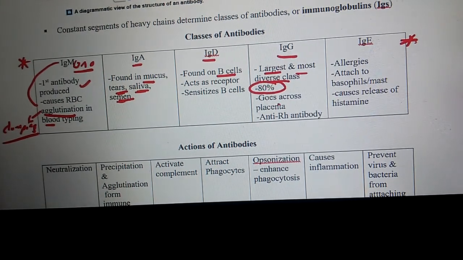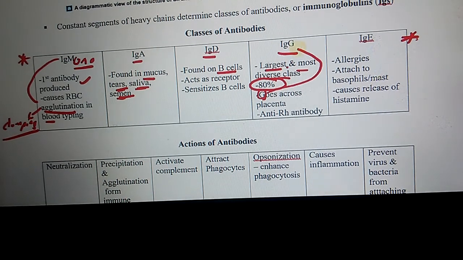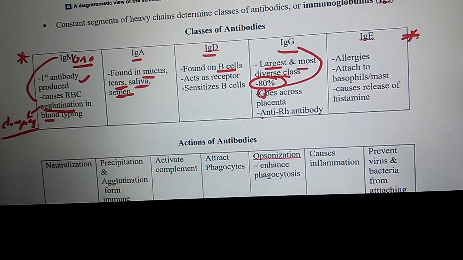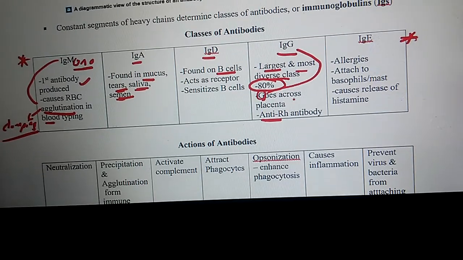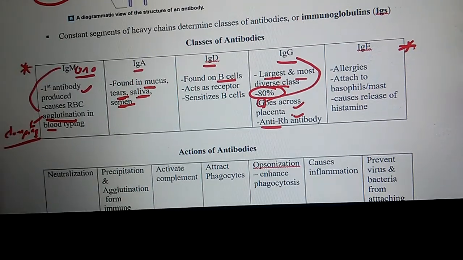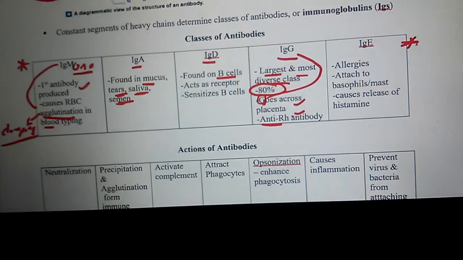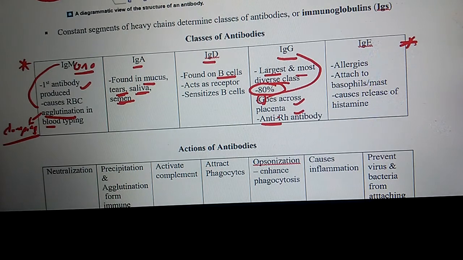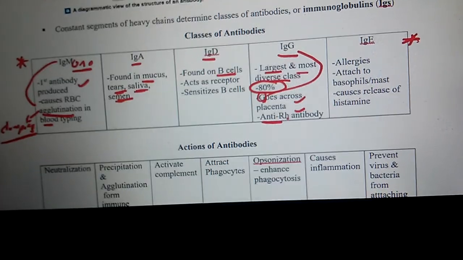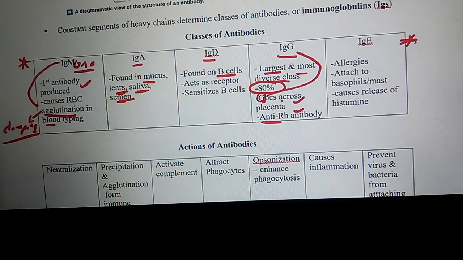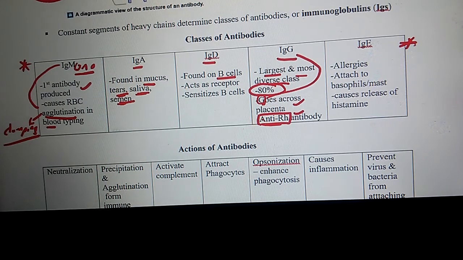Which one goes through the placenta? IgG. Which is the anti-RH antibody? IgG. So a lot of what we did in lab, like goes through the placenta, anti-RH, that's the lab stuff we were talking about. If you remember with erythroblastosis fetalis and anti-RH, in other words, does the first child survive, does the second child survive, all of that, that was IgG we were actually talking about. The specific type of IgG was anti-RH, or anti-D.